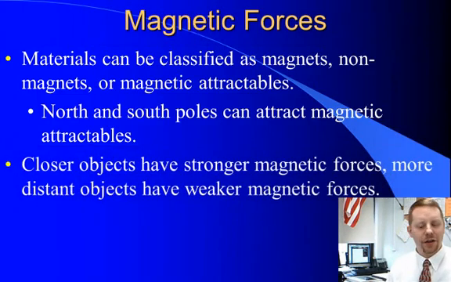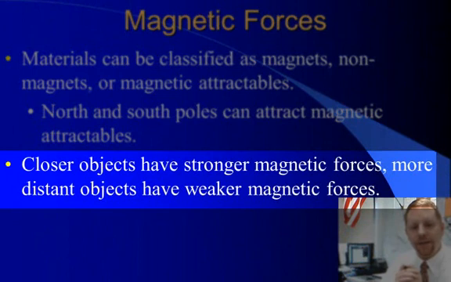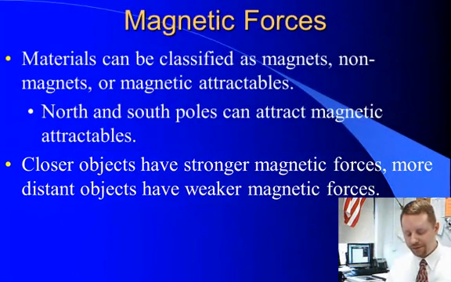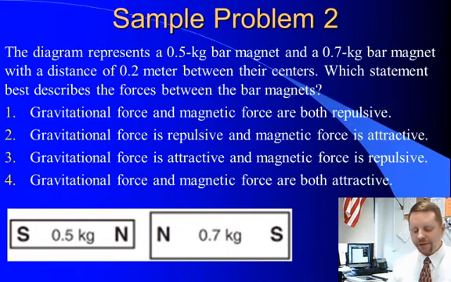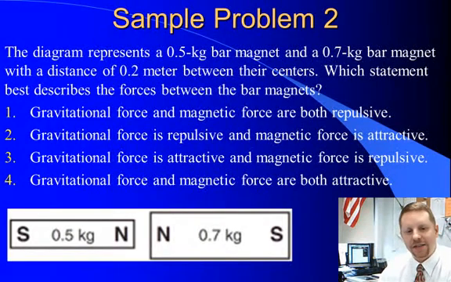The other thing you need to know about magnetic forces is the closer the objects are, the stronger the magnetic force. The further apart they are, the weaker the magnetic force. So, another sample problem. We have here in the diagram a 0.5 kilogram bar magnet and a 0.7 kilogram bar magnet with a distance of 0.2 meters between their centers. Which statement describes the forces between the bar magnets? And it asks us about gravity and the magnetic force.